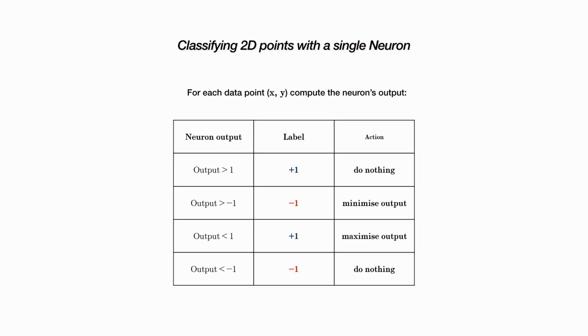So, when the output is greater than 1 and the label is +1, we don't have to do anything. Yeah? But when the label is -1 and the output is greater than -1, then we need to minimize the output of the function. If the label is +1, but the output of the function is less than +1, we need to maximize the function's output. And finally, if the label is -1 and the output of the function is less than -1, we do not have to do anything. Yeah?